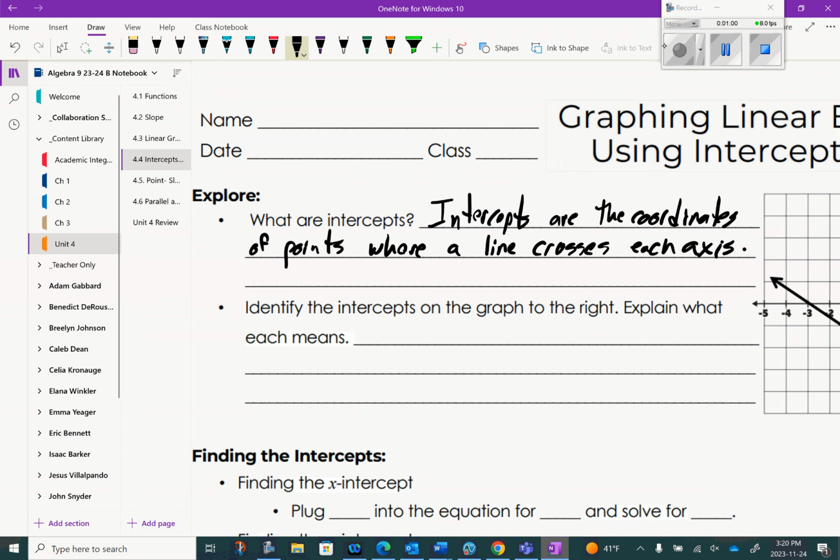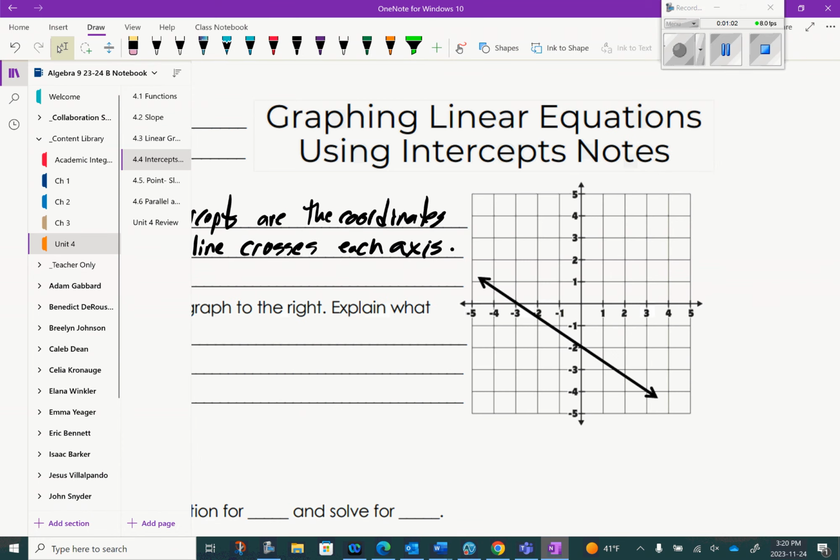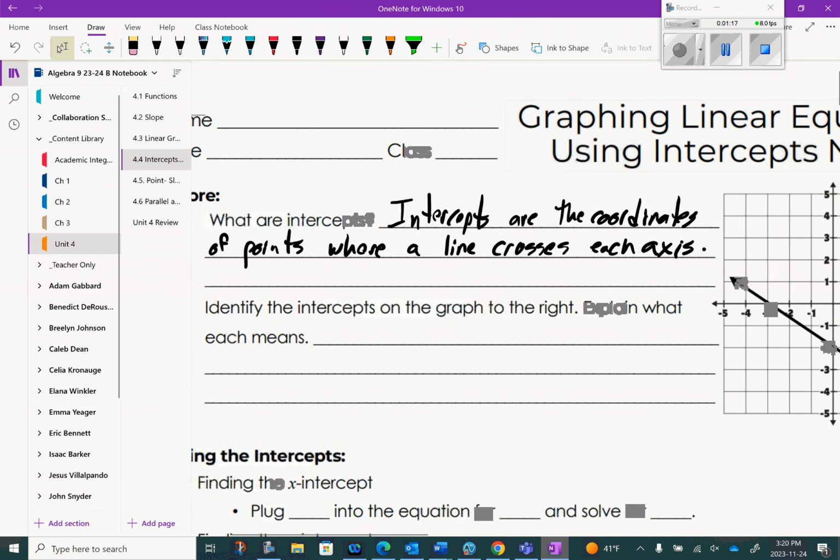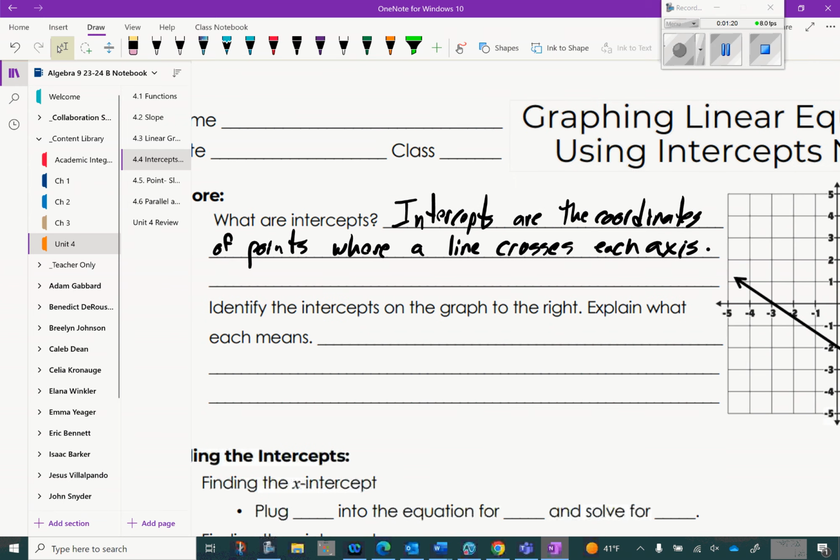So usually, again, if we have an oblique line like you see in the example off to the right, there's going to be one point where it crosses the x-axis, and there's going to be one point where it crosses the y-axis. Those are what we call intercepts.